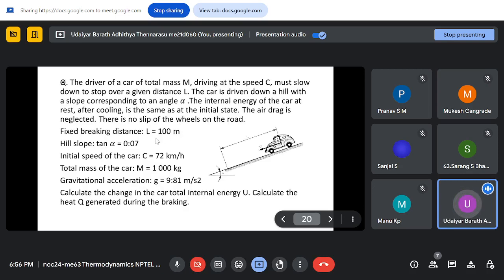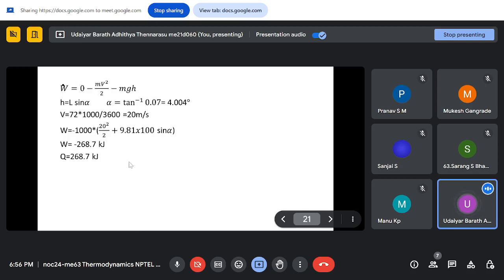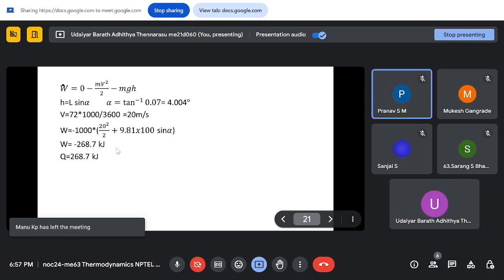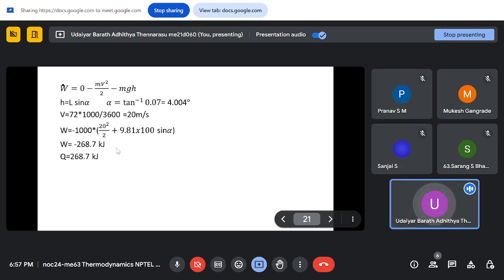Similarly, the second part of the question was to calculate the heat generated during the braking. So this is the energy which the car lost while coming to the stop, right? Where will this energy go? Sorry, how did the velocity come as 72 to 20? Is that what you're asking?